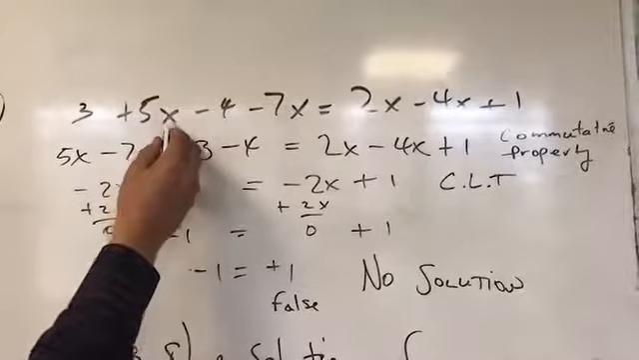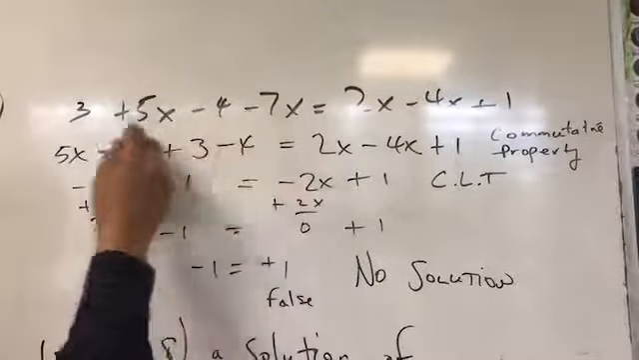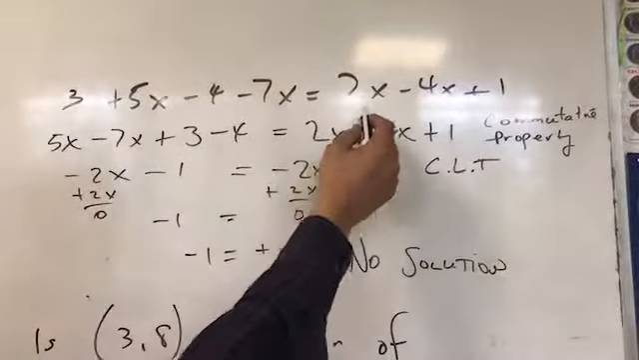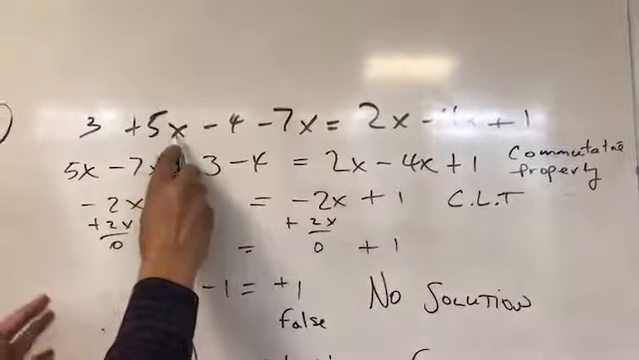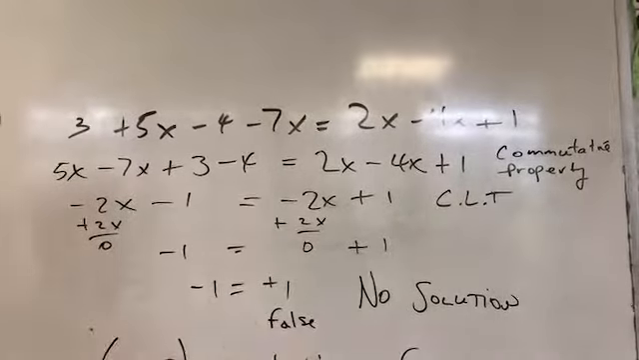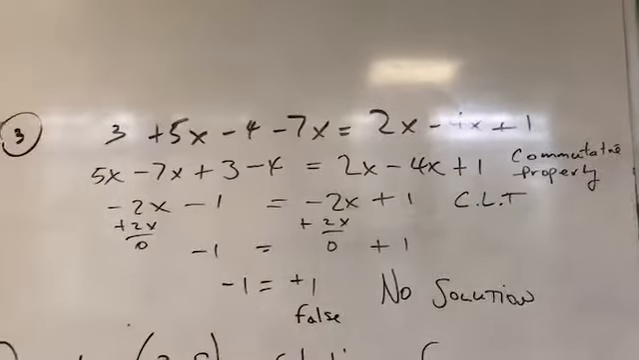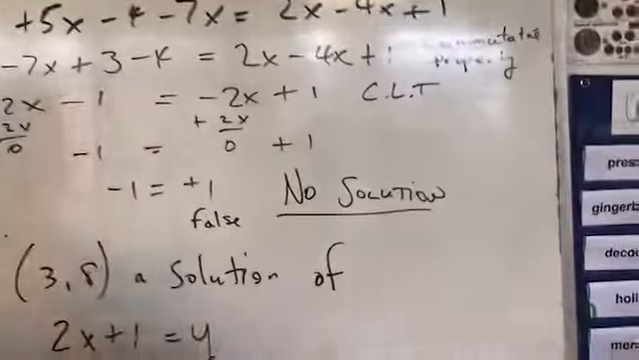If I pick x equals 0, then this would become 3 minus 4 is negative 1 equal to 1. And again, it would be false. I could pick any number in the universe and put it in for x. I could never get it to be true. So that's why that's no solution. And there's the case right there.